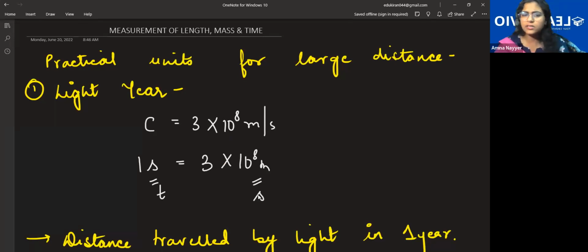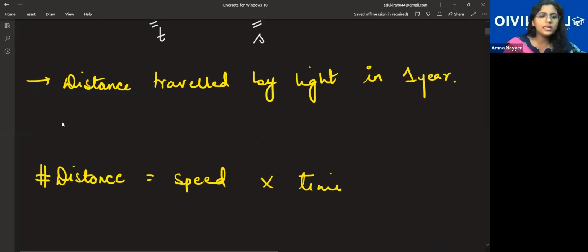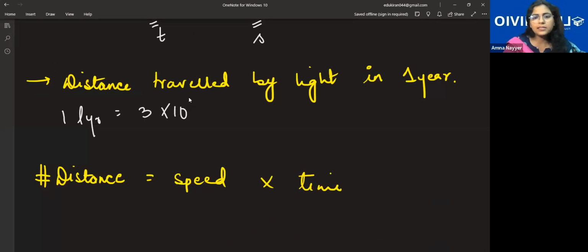Distance, time, velocity, all these things we'll study. So in 1 second, if it is covering this much distance, what is light year? The distance traveled by the light in 1 year. All right. So in 1 second, it is covering this much distance. So if we multiply it with the entire year, we'll get it for the year, right? That calculation part you do not have to do, but I'll tell you. For one light year, we are taking 3 into 10 to the power 8 for 1 second. So how many days? 365 days.